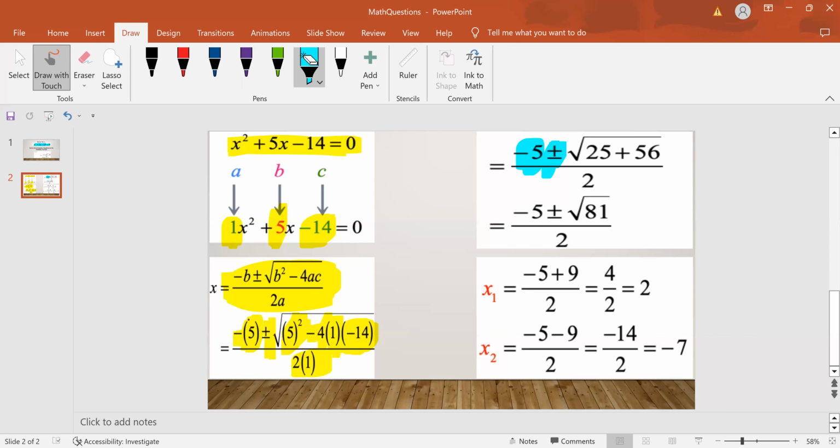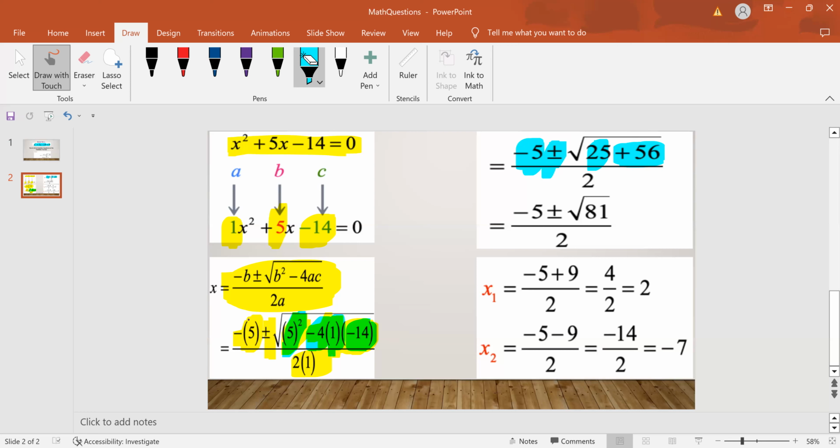They say B squared, so we have 5 squared. 5 squared will be what? 25. You have to do the power first. So 5 to the second power gives you 25. Now we have to do the multiplication part. We take negative 4, multiply by 1, that gives you negative 4. You multiply by negative 14. If you use a calculator, that will give you positive 56.